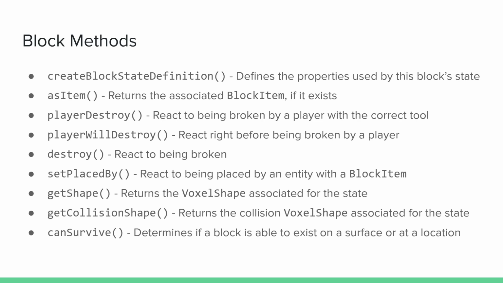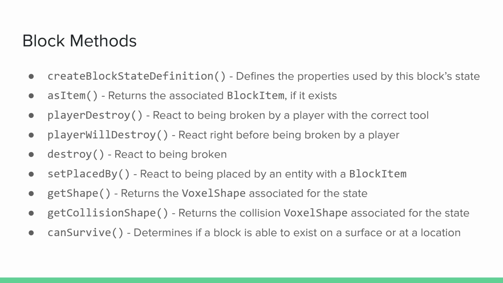There's the asItem method, which gets the associated block item. You have the destroy methods, which can react to being destroyed. That's different from being removed. Destroyed means it was broken. Being removed means it was simply replaced with something else. So if you use /setblock, it doesn't trigger the destroy method because you didn't actually break it. I think there's a flag for whether you do that or not, but there's setPlacedBy, which is triggered by block items when the block actually gets placed. And then the getShape methods, where you can adjust the shape of things.